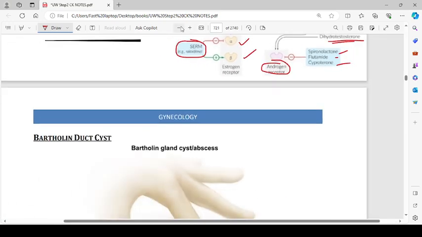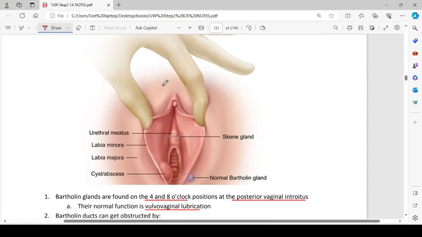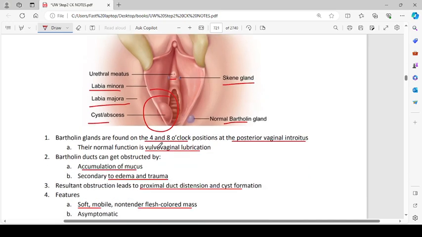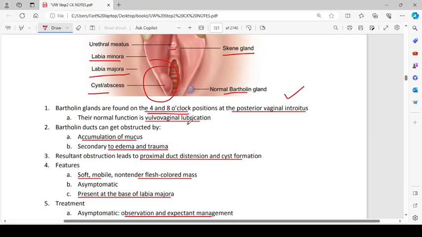Then we have the next thing, that is Bartholin's duct cyst. This is the urethral meatus. Then labia minora. Outside that we have labia majora. Then the cyst or abscess is found over here. The normal Bartholin gland sits down there, and this is the Skene gland. Bartholin glands are found at the 4 and 8 o'clock positions at the posterior vaginal introitus. Their normal function is vulvovaginal lubrication.